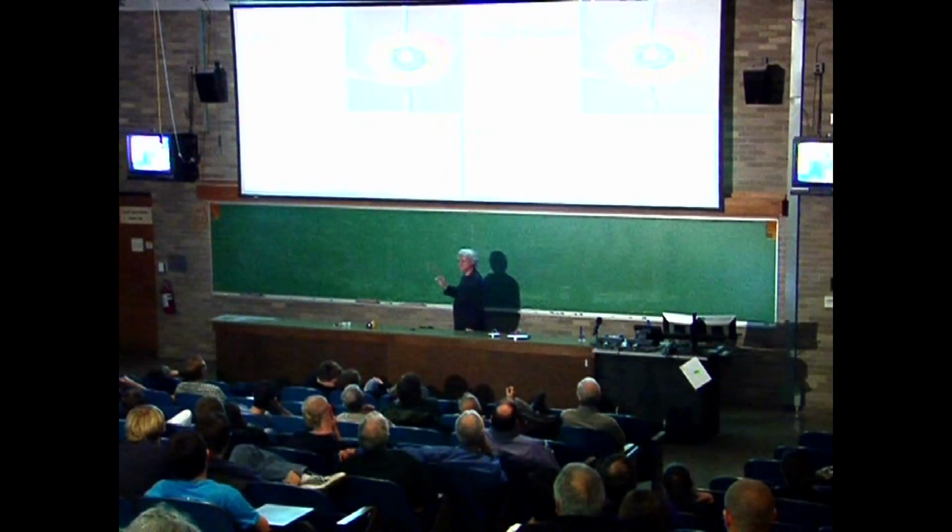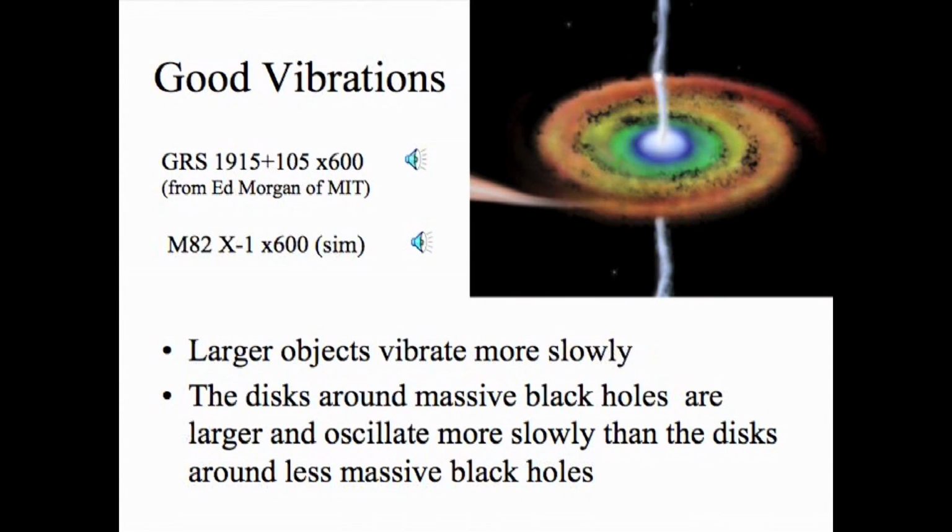Now, I took some observations of an object called M82 X-1, which is one of these potential medium-sized black holes. Unfortunately, it's so far away we don't get enough photons that we can directly convert it to sound. But I analyzed the frequencies that we see in the X-rays and then produced sounds at those same frequencies. Okay, it sounds like this.